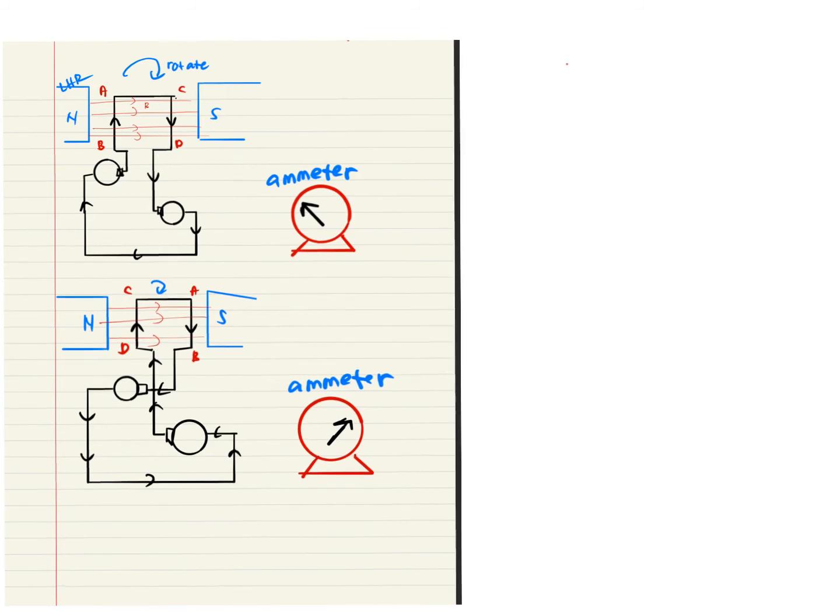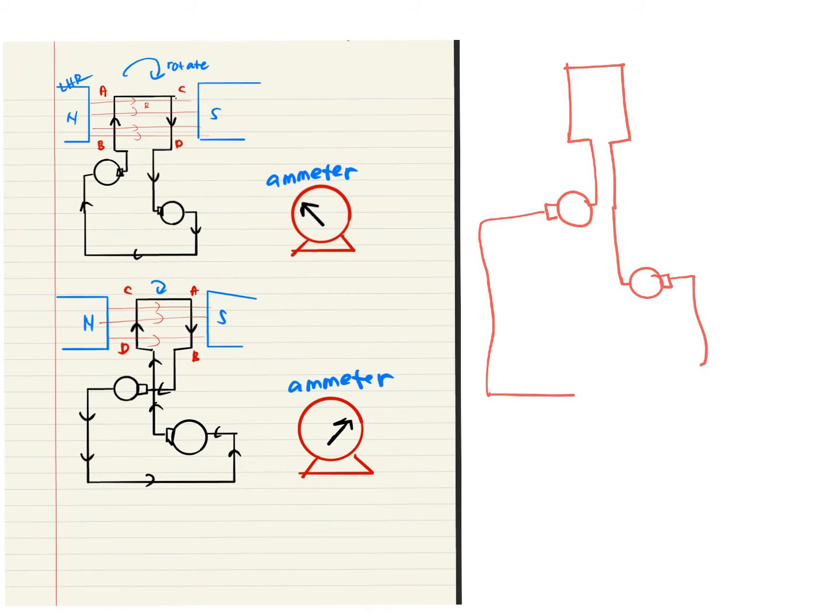So we have the armature, or we call it a loop, and this loop is connected to the slip rings. We have 2 slip rings over here. One slip ring has a brush over here, and there's another slip ring with a brush over here that is going to be connected to the external circuit. For example, we connect it to an ammeter.